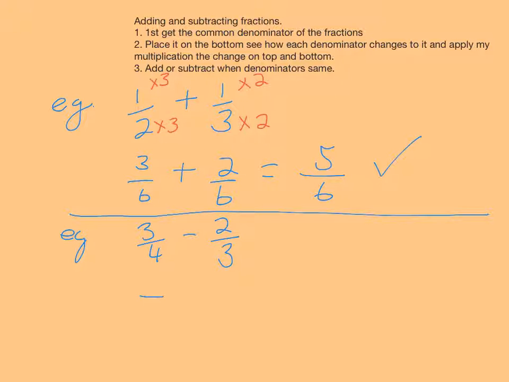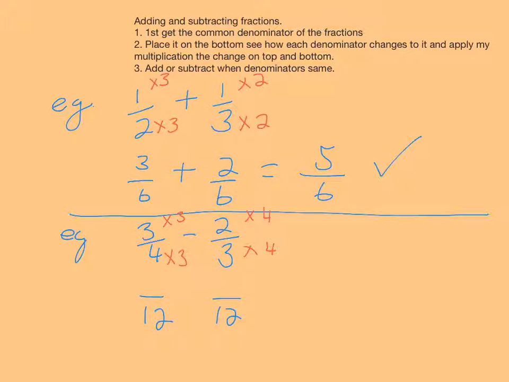And when we put 12 down the bottom, we see how does 4 become 12. 4 becomes 12 by multiplying it by 3, and we must also multiply the top by 3. And how does 3 become 12? By multiplying by 4, so we must multiply the top by 4 as well.